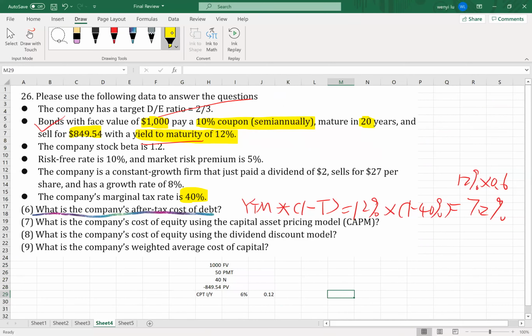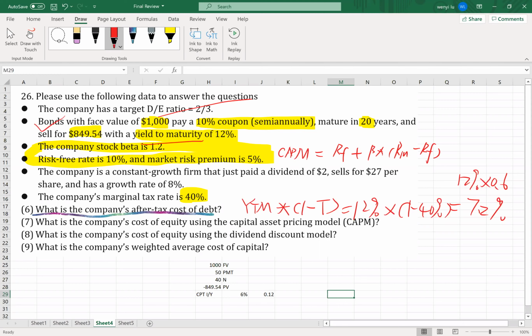In these parts, we have the company stock beta, and we also have the risk-free rate and the market risk premium. So basically, we can use the CAPM model, capital asset pricing model. CAPM equals the risk-free rate plus the beta times RM minus RF.